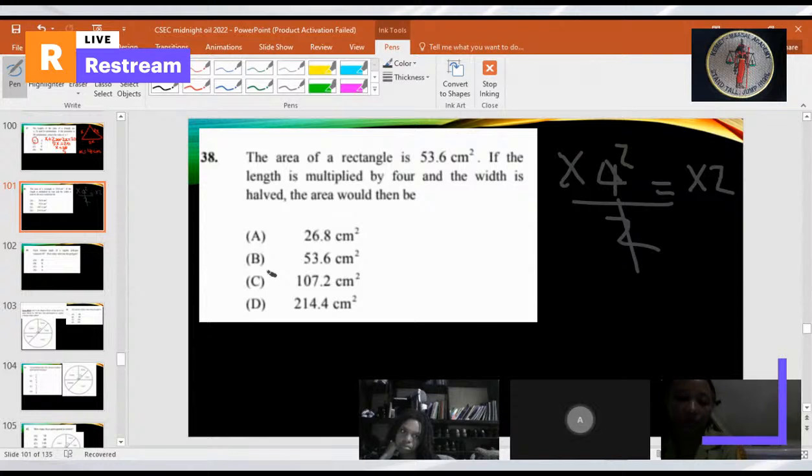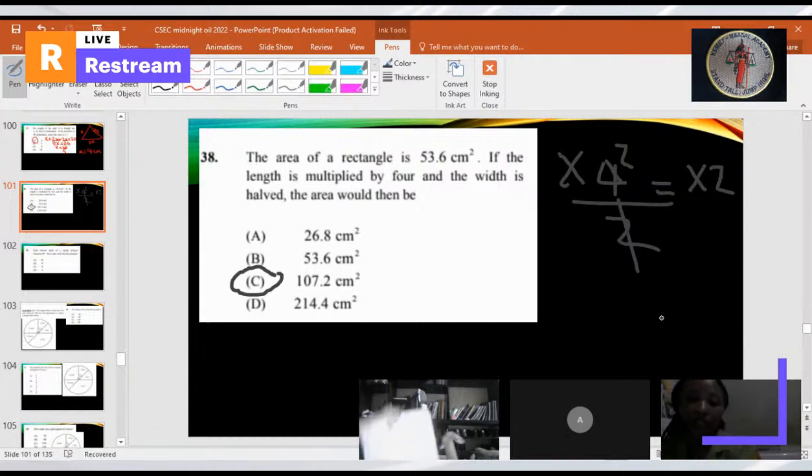107.2 centimeters squared. So remember, the operation that gives the area of a rectangle is a multiplication operation, right? And multiplication is commutative, so it doesn't matter which two you're doing first. It's also associative. So length times width. If you're multiplying the length by 4, you're actually multiplying the area by 4. And then to divide by 2 is the same as multiplying the area by 2. All right, Imani.